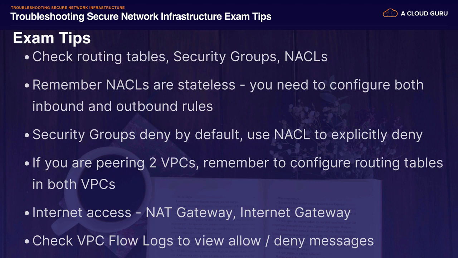If you're configuring peering between two VPCs, remember to configure routing tables in both of the VPCs so that they know how to route traffic to each other. And if you're having problems with internet access, make sure that you've configured your routing tables correctly to use either a NAT gateway or an internet gateway. And also make sure that your security groups are allowing the traffic as well.